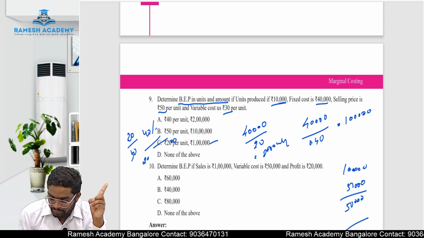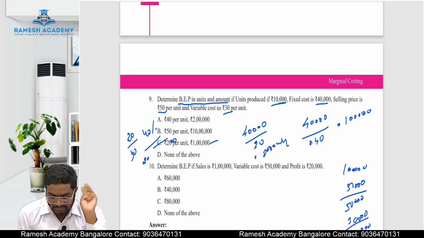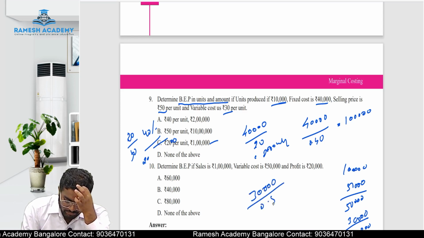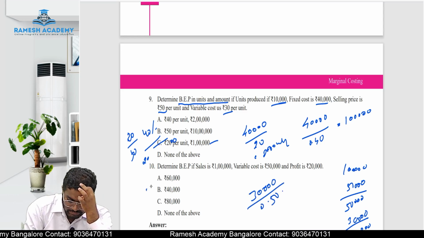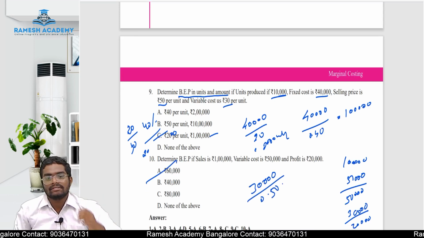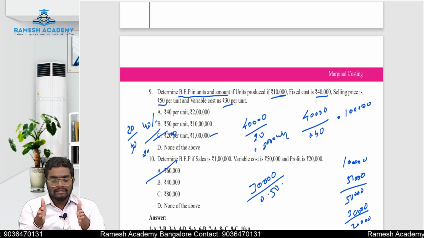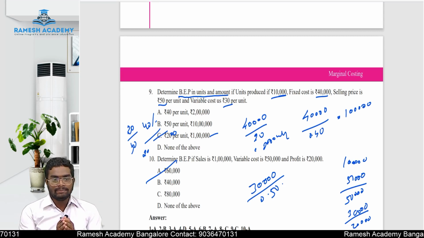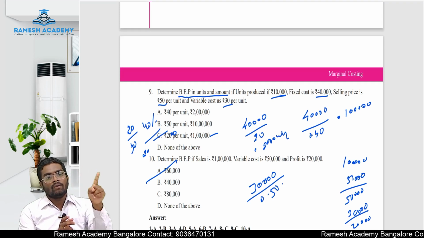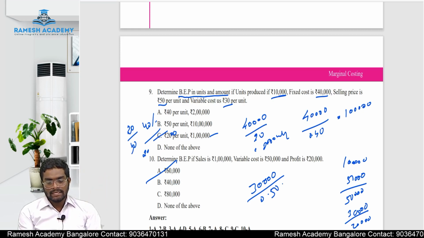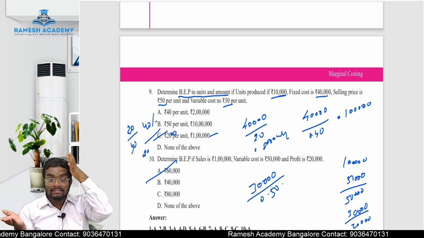I have the profit of 20,000 here. So my fixed cost will be obviously 30,000. So if I divide fixed cost, that is 30,000 divided by 0.5, I'll get 60,000. So that is my answer. So simple. They are telling that we have to calculate BEP. BEP requires two things. One is the fixed cost, second is the PV ratio. Here they have given sales, they have given variable cost, they have given profit. So the remaining is nothing but the fixed cost.